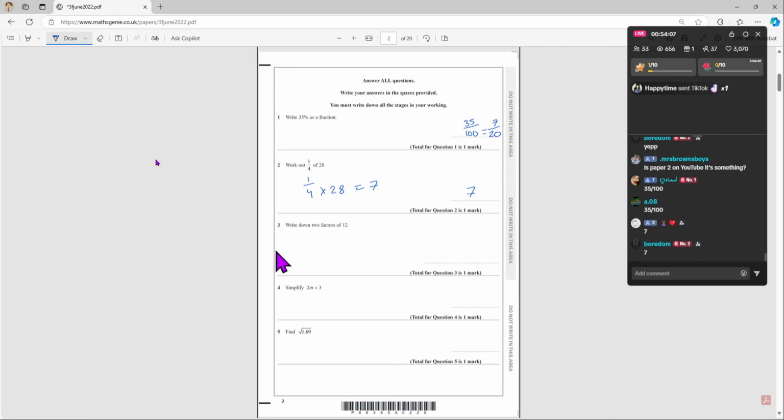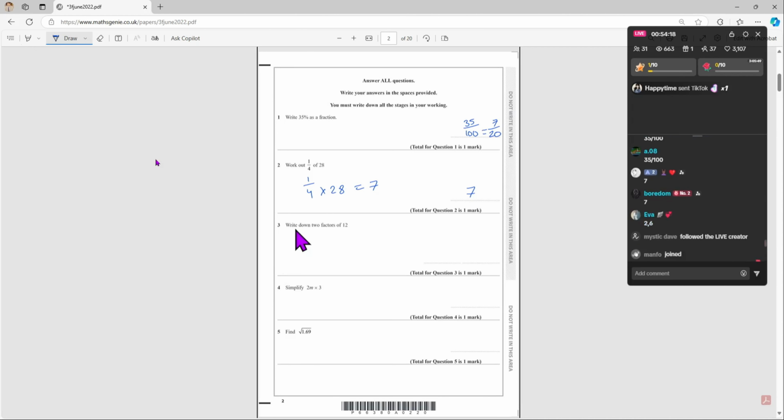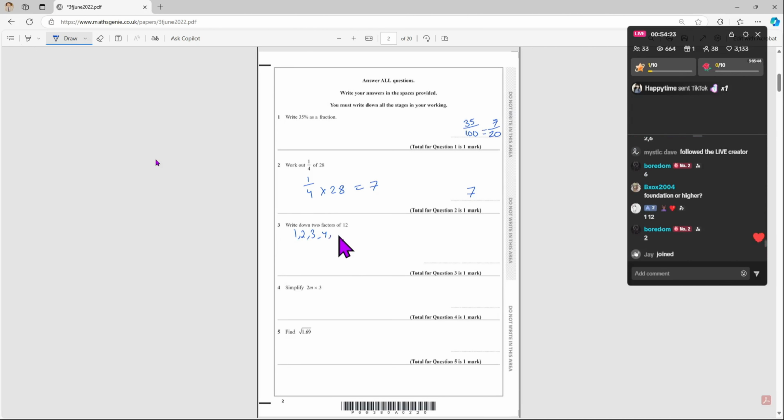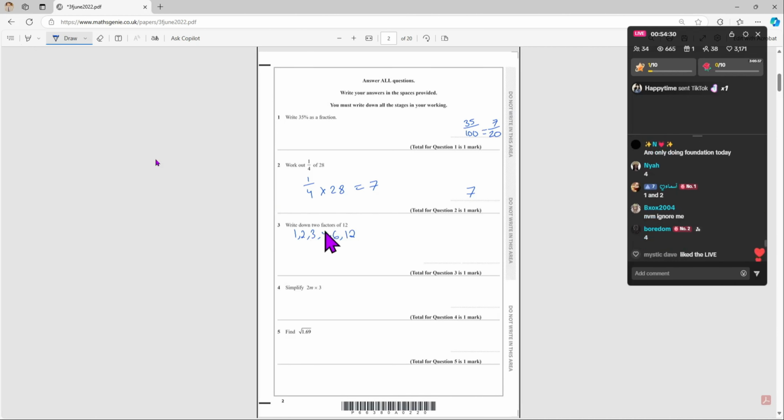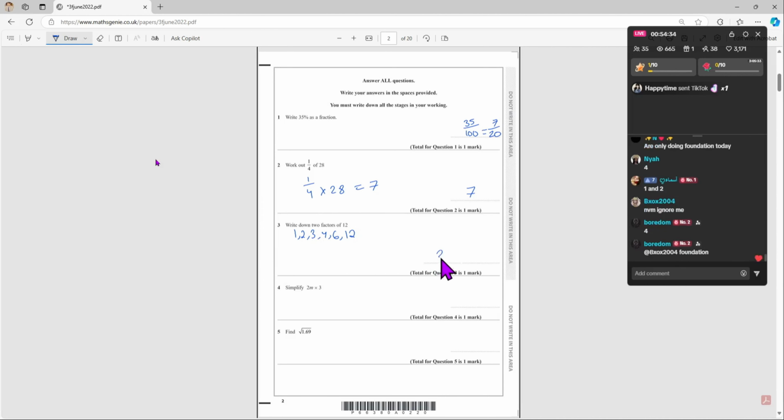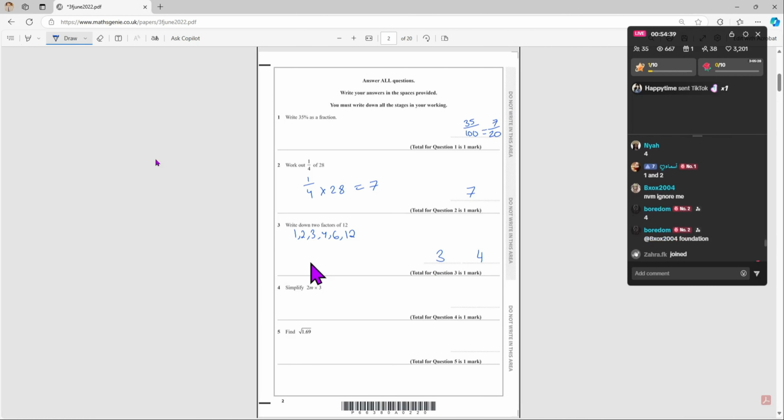And question number 3, we need to write down 2 factors of 12. What are 2 factors of 12, guys? So I'll list down the factors. The factors of 12 are 1, 2, 3, 4, 6, and 12. You can have any 2 factors from this list. So I'll just say 3 and 4. You can have any numbers from this list, and you will still be correct.